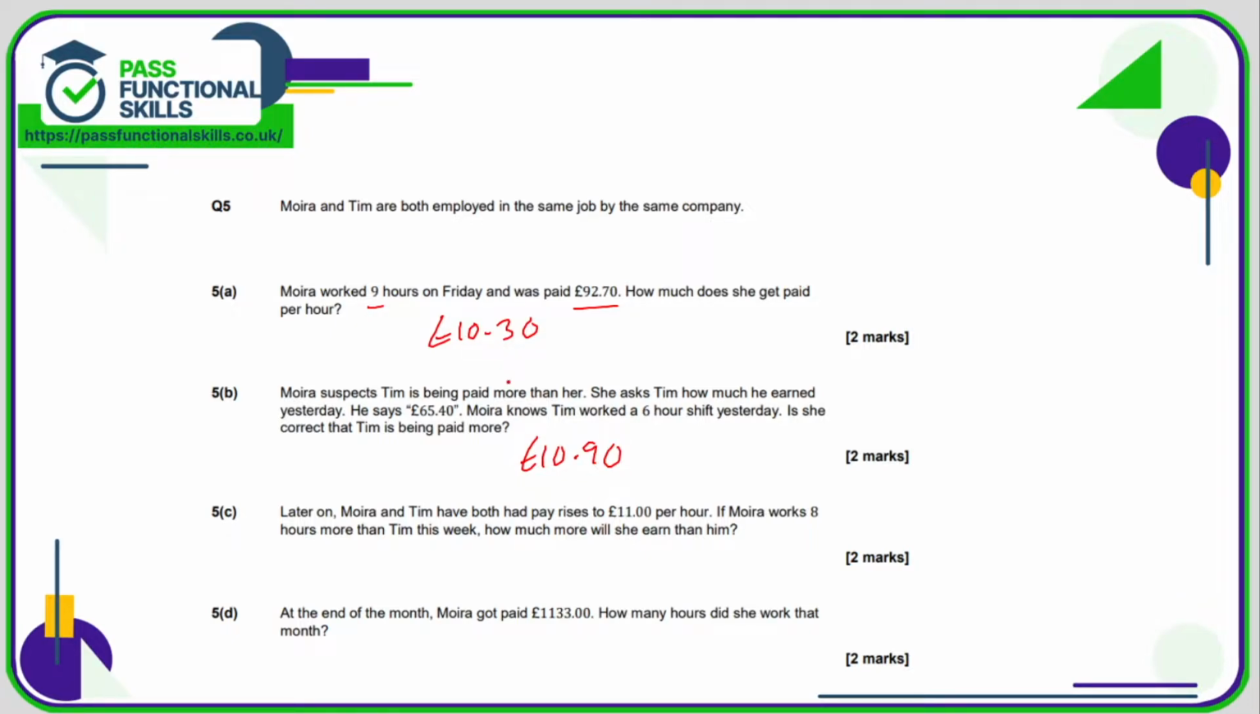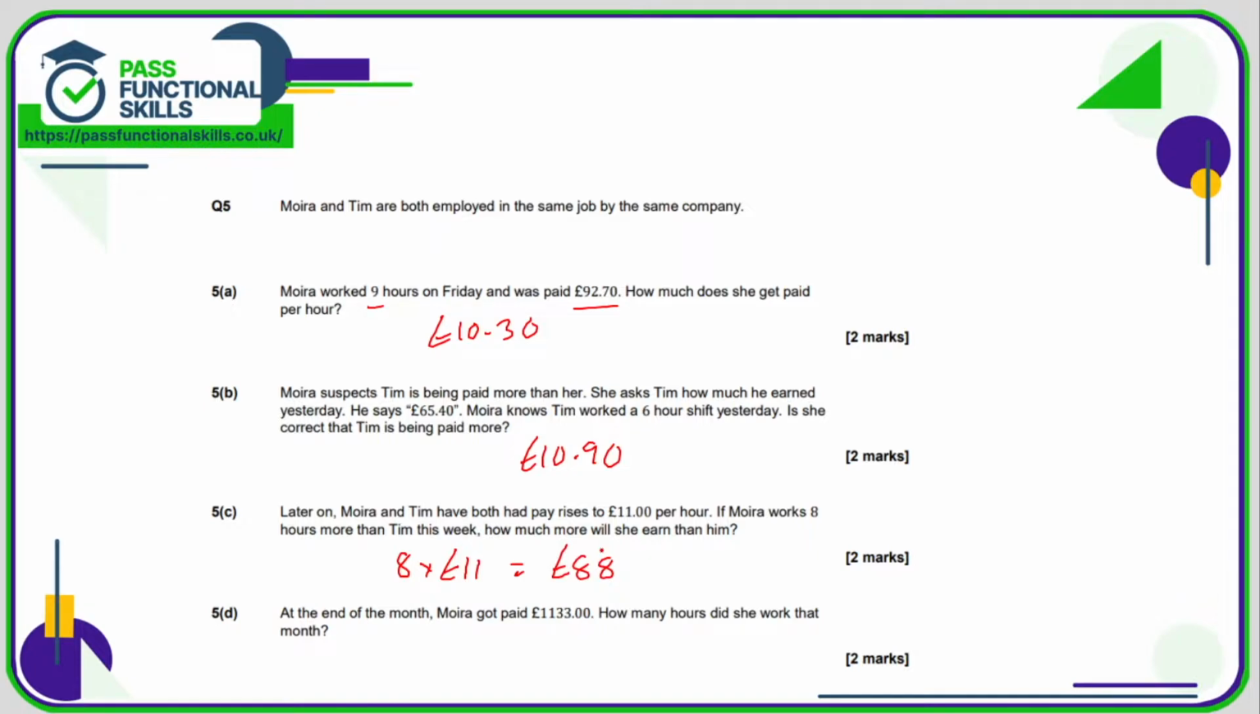Moira and Tim have both had pay rises to £11 per hour. If Moira works 8 hours more than Tim, how much more will she earn? Well, she'll earn 8 times £11 more, and 8 11s are £88, so she'll earn £88 more.